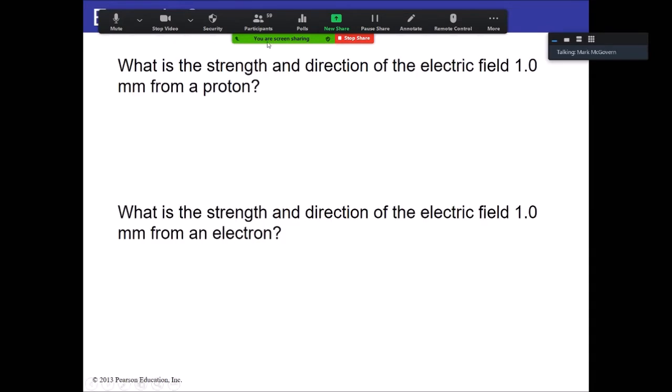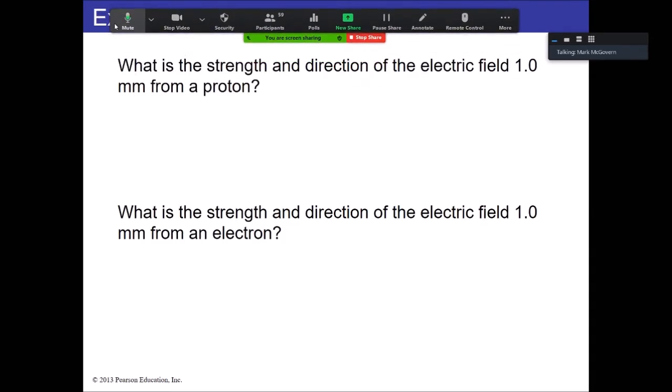Let's do some numbers here. What is the strength and direction of the electric field 1 millimeter from a proton? What is the strength and direction of the electric field 1 millimeter from an electron? Okay, let's do it.